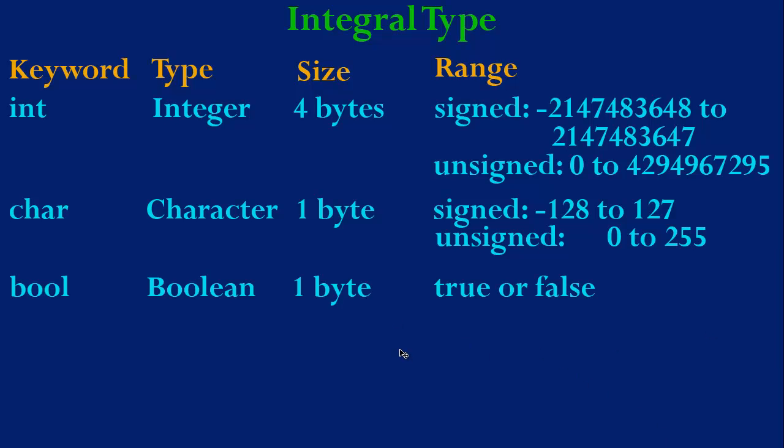Boolean is the third data type, and bool is its keyword. And then we see that its size is 1 byte, which is 8 bits, and the value can either be true or false. True is a 1 and false is a 0. So just to recap, to specify one of these three data types in C++, you have to use its special keyword, which is int for integer, char for character, and bool for boolean. And remember that these keywords are case sensitive.